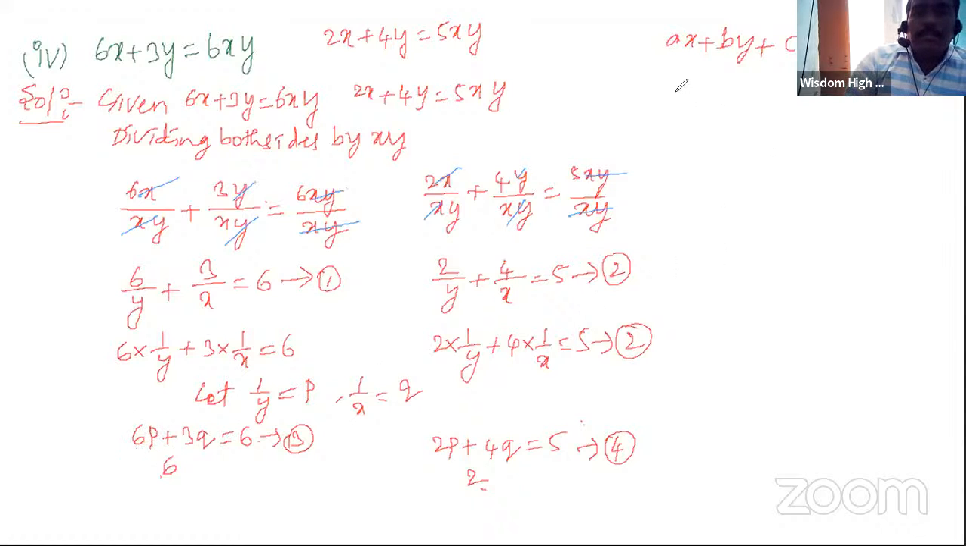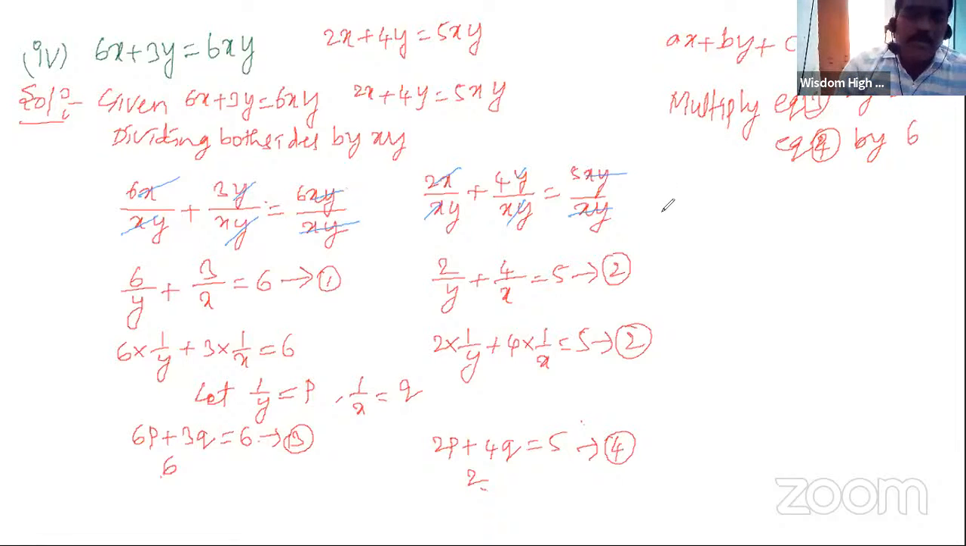Write one statement here: multiply equation 3 by 2 and the fourth equation by 6. This is a simple way, and if you remember this step, then you can solve it easily. Otherwise, you can't solve it, students. Equation 3 will be multiplied by 2; we are multiplying the whole equation by 2.